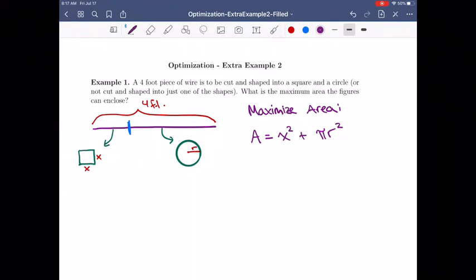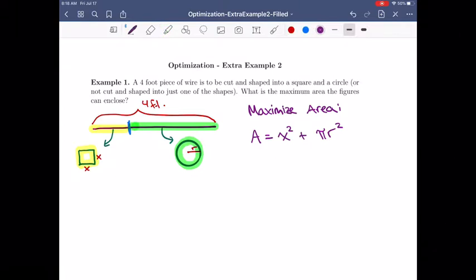Now obviously there's too many variables here. There's x's and r's in our A equation, so we want to get rid of one of them. So what we're going to do is we need to use the fact that we only have 4 feet of wire. Now this is a little bit potentially confusing to make the constraint equation, so let's think about it. We use this amount of wire for the square, so that means that that part went all the way around like this. Similarly on this side, we use this amount of wire and that went all the way around the circle.